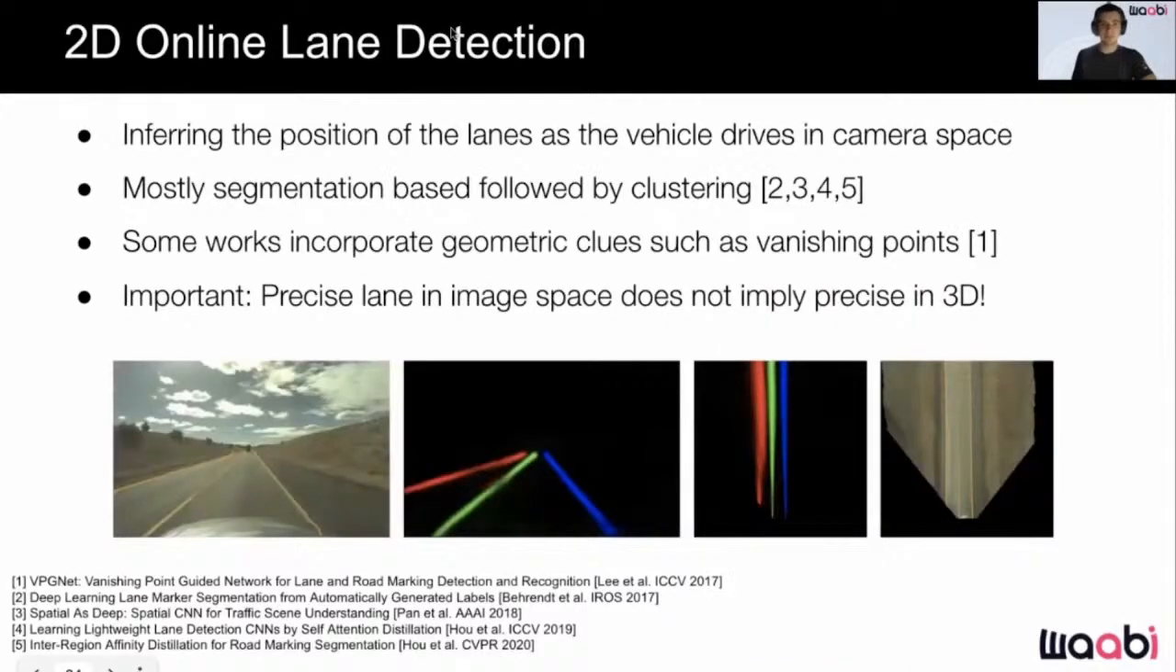To do online mapping, there are many works that detect the lanes in 2D camera space. They typically use deep learning to segment the lane boundary pixels, followed by clustering the pixels belonging to individual lanes, and then fitting a spline to each individual cluster. Some other works incorporate geometric clues, for example, vanishing points, in order to embed geometric context in the backbone network. However, we would like to stress the important fact that doing precise lane detection in 2D does not imply precise lanes in 3D, which is the space we really care about.